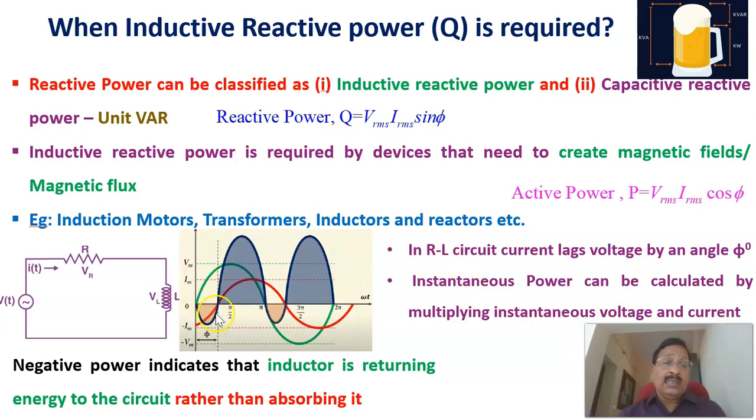That is plotted here. This is the instantaneous power, and the average value of that is the total average power we will get. Here this is positive power, and here negative power indicates that it is returning energy to the circuit, rather than absorbing. That is what negative power indicates.